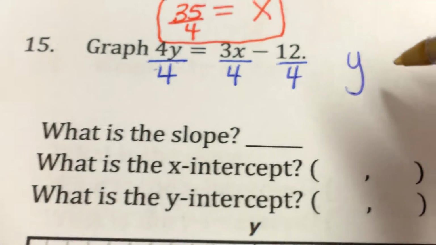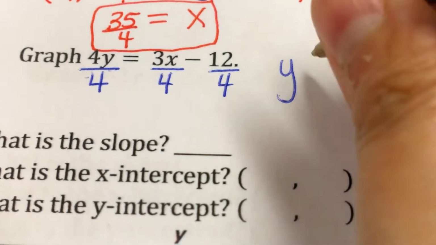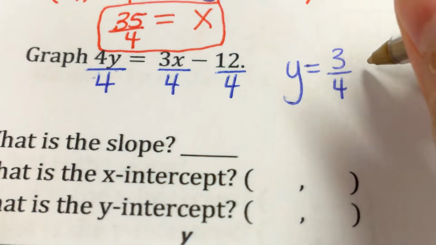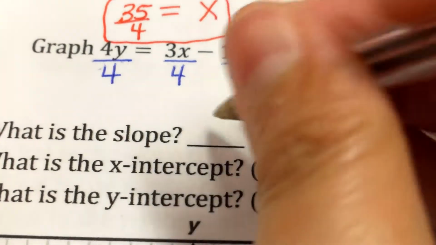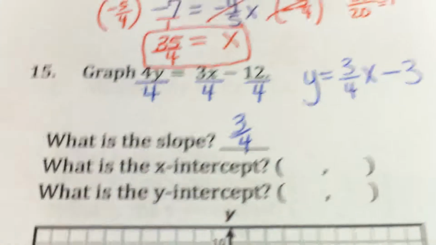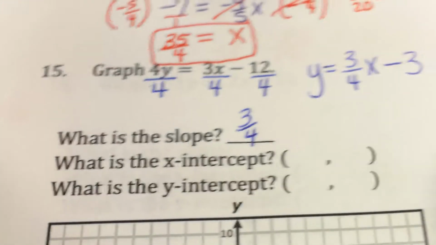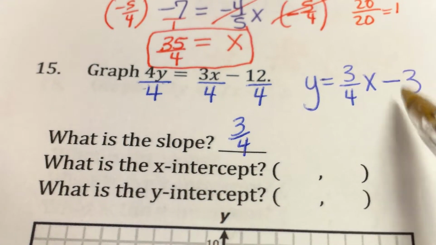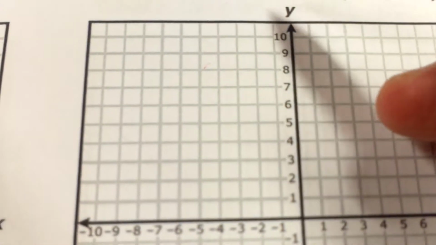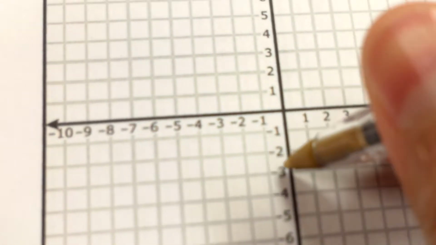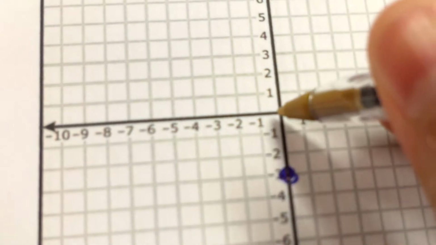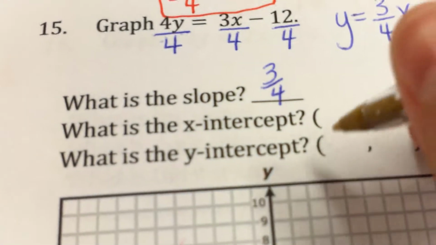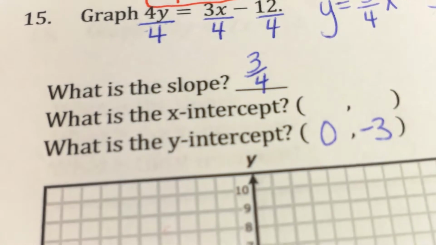Now I have y, because 4 divided by 4 is 1. Y equals 3/4 x minus 12 divided by 4 is 3. So what's my slope? My slope is the one in front of the x, which is 3/4. Now we're trying to find the x-intercept and y-intercept. The y-intercept is actually this one right here, -3. So if I go to the y-axis and go to -3, because that's my y-intercept, my coordinate for that point would be x is 0 and y is -3. So I would put here 0, -3.